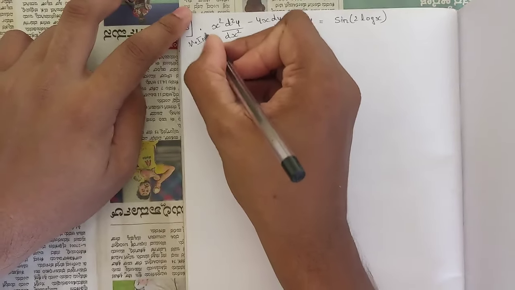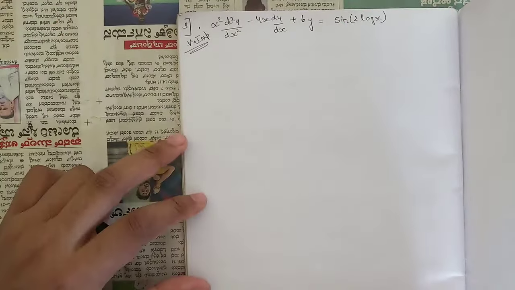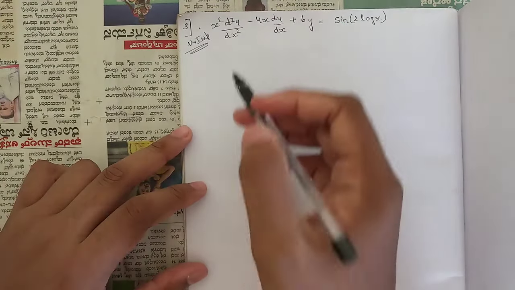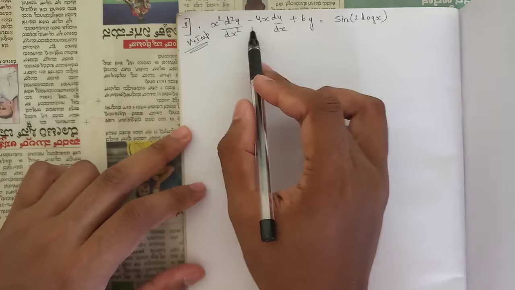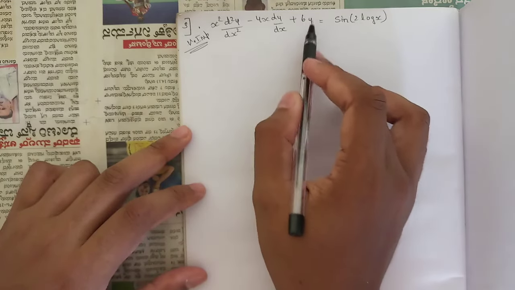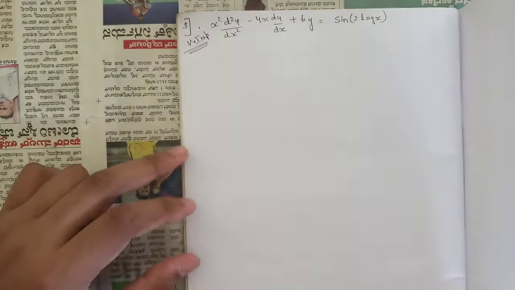Mark it here, very important. So this is the problem: x square d square y by dx square minus 4x dy by dx plus 6y equal to sine of 2 log x.